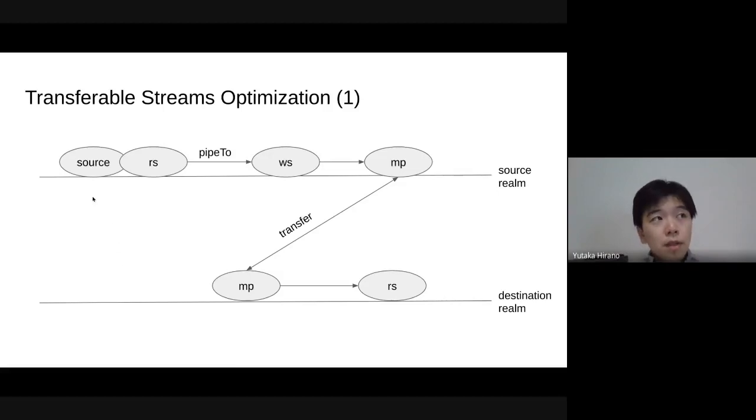So there are two kinds of optimization. One is per chunk transferring. We can transfer each chunk instead of cloning, which reduces the cost of cloning.